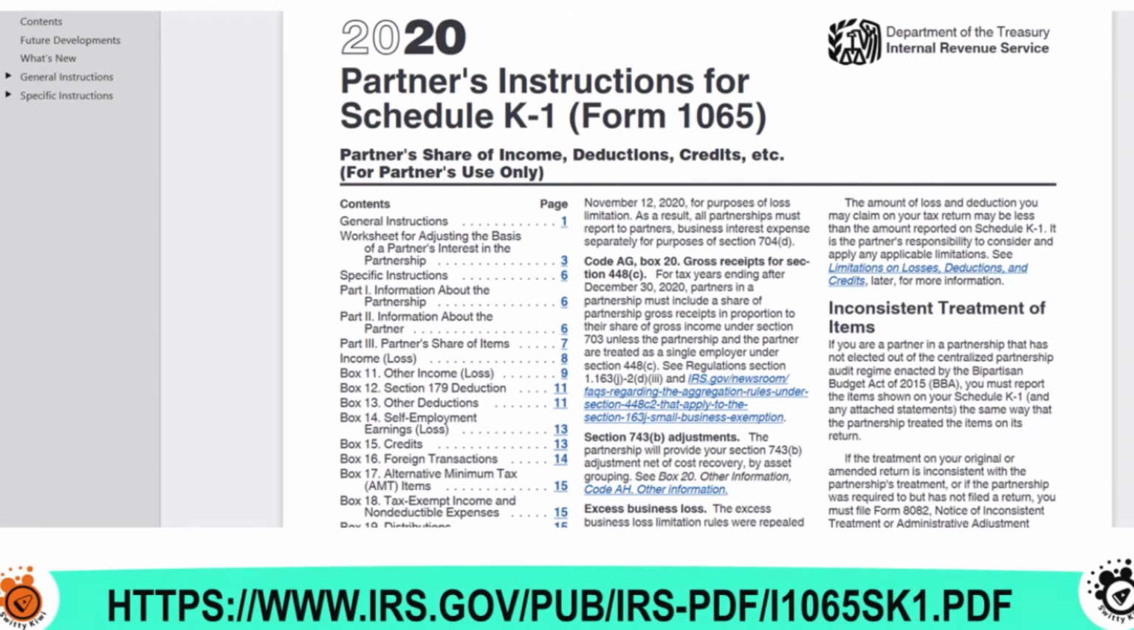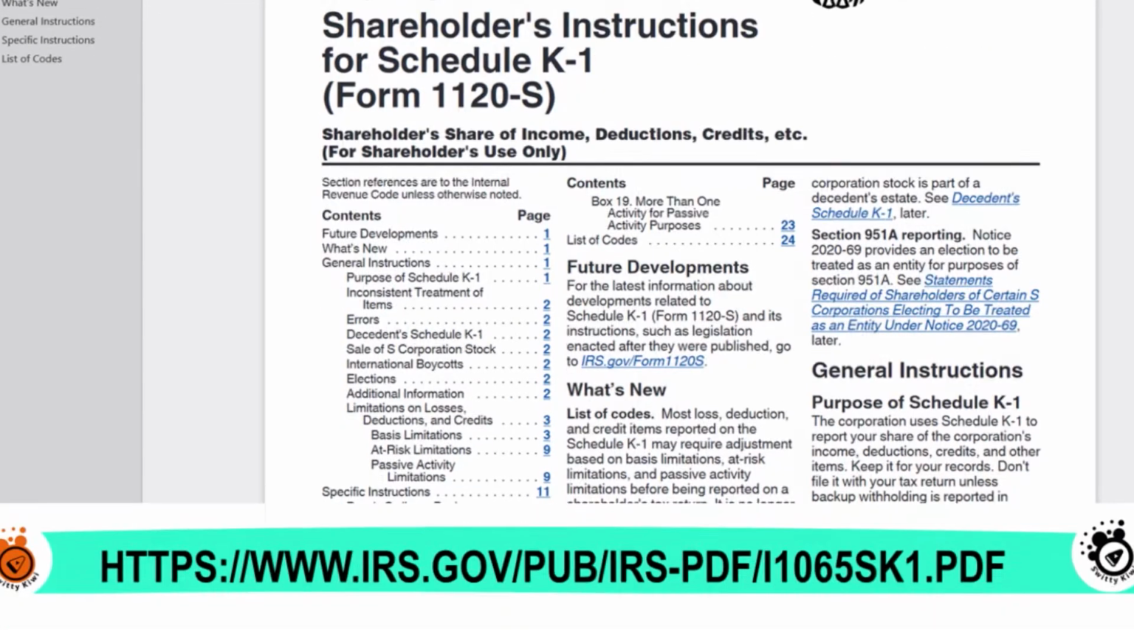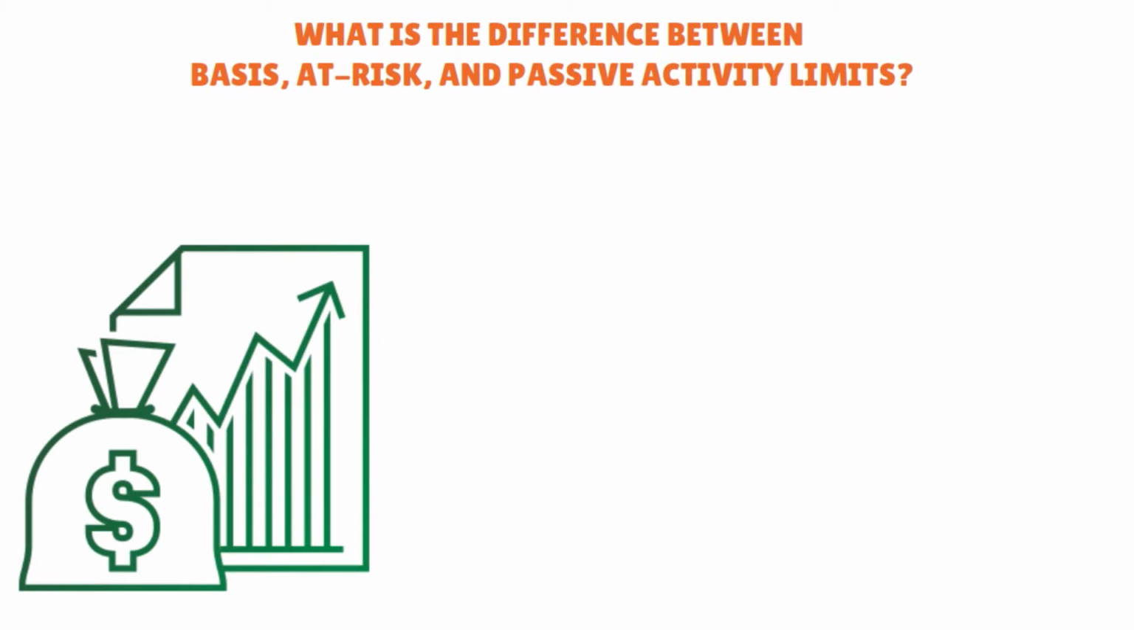So I'm first showing you the instructions for the Form 1065, the K-1, and the instructions for Form 1120-S K-1. Now, what is the difference between basis, at risk, and passive activity limits? Generally, your deductions cannot exceed your basis. Basis is more or less the amount you have invested in an activity, right?